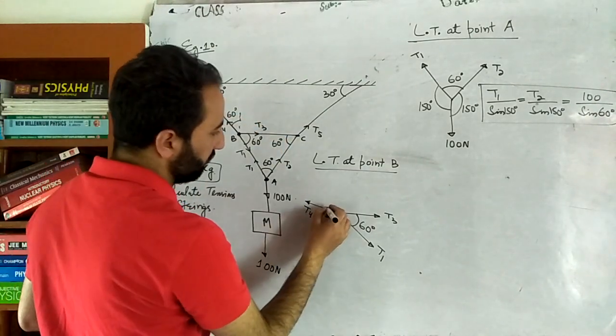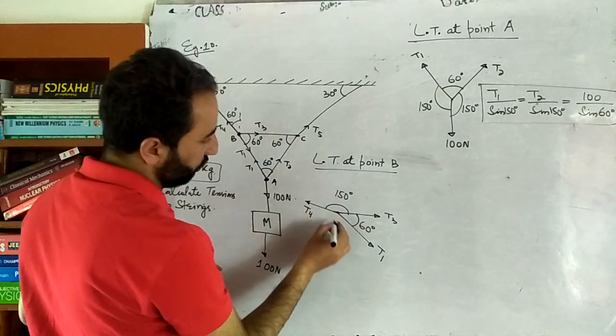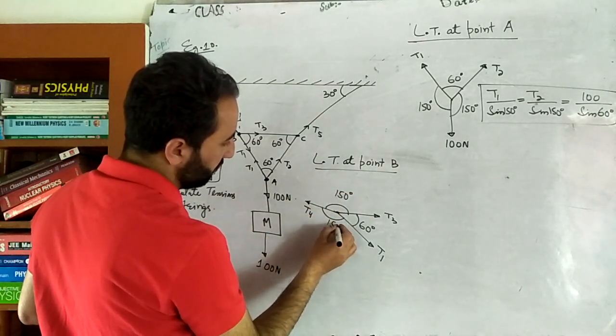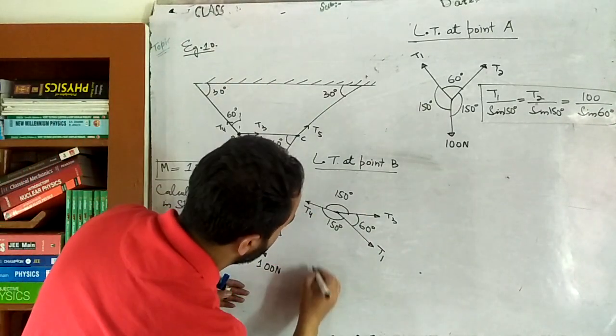So that this is 150. The angle beta is how much? 150 degrees. Okay, and this angle is 60. So this must also be 150. So that 150 plus 150 is 300, plus 60 is 360 degrees. Now again Lami's theorem, that's like this.